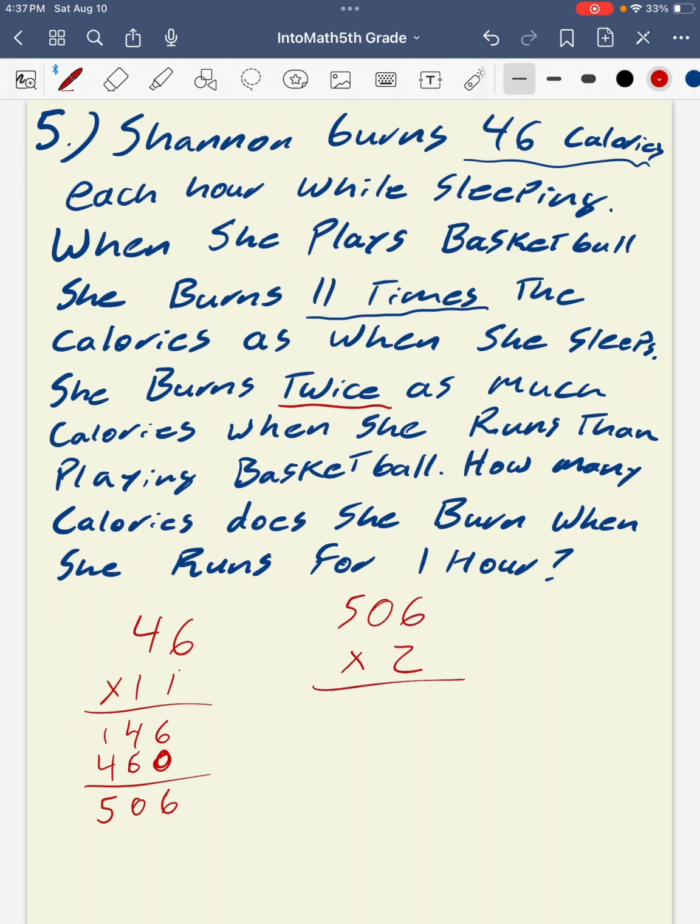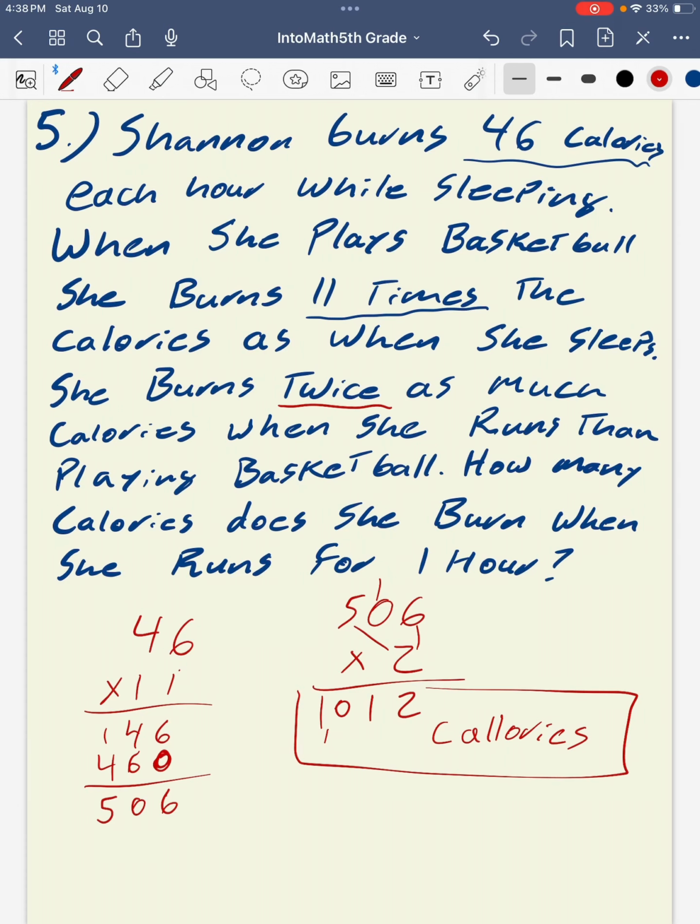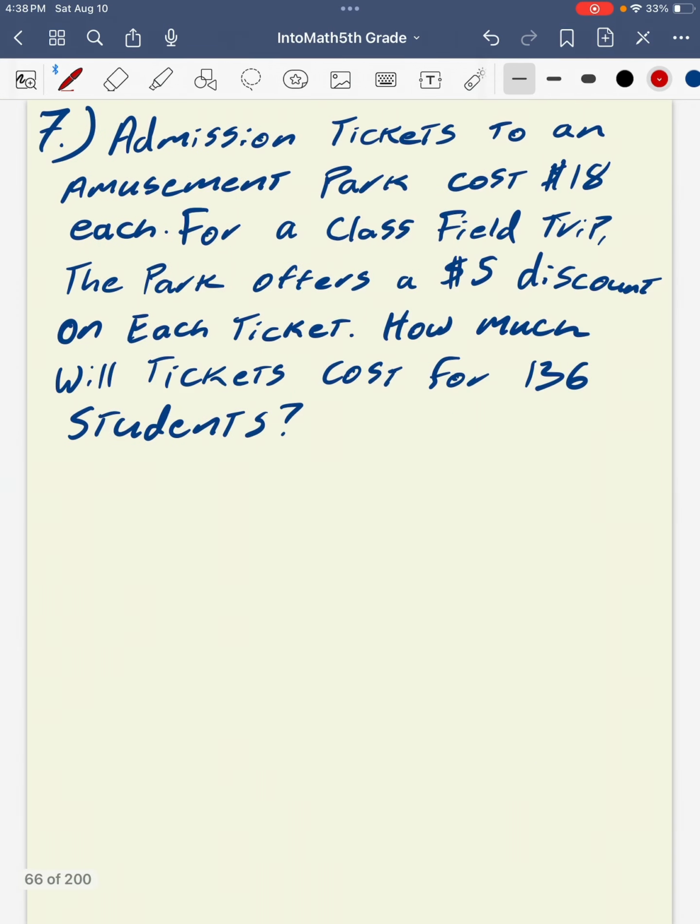Then she burns twice as many calories while she runs. So we're going to multiply 506 by 2. 2 times 6 gives us 12. 2 times 0 is 0, plus 1 for 1. 2 times 5 is 10. So she burns 1,012 calories when she runs for 1 hour.